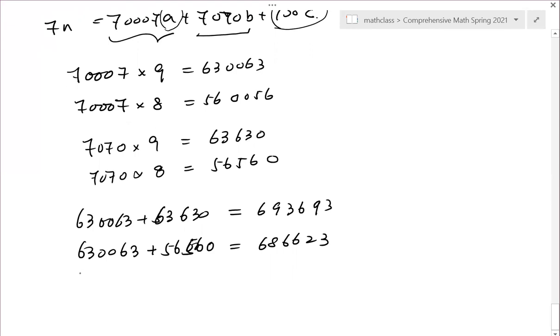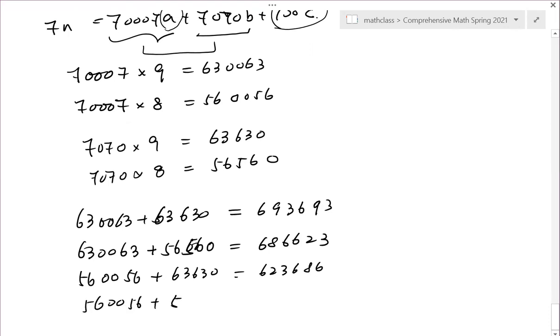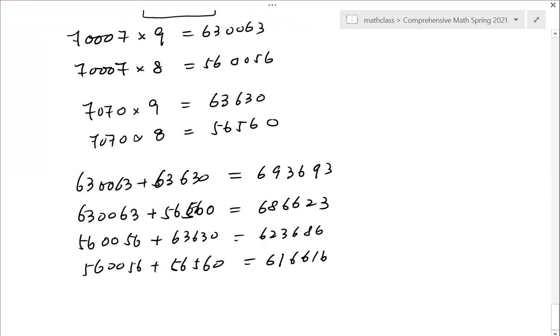Then you have 5, 6, 0, 0, 6, 5. Then 6, 3, 6, 3. Let's consider the sum of those first 2 numbers first. Okay, you will get 6, 2, 3, 6, 8, 6. And another one, 6, 1, 6, 6, 1, 6. Okay, now you have to modify.